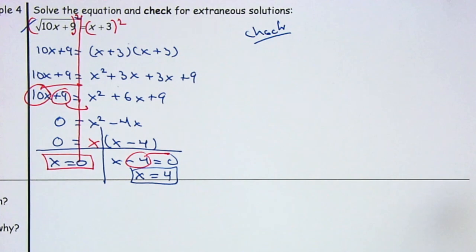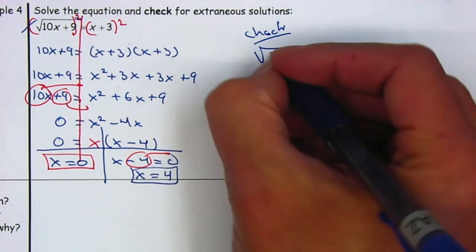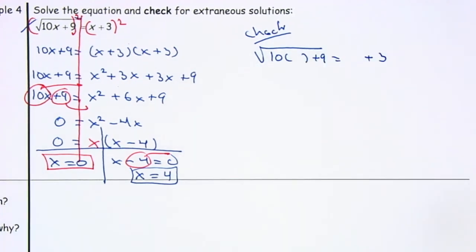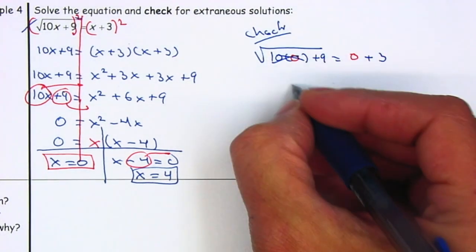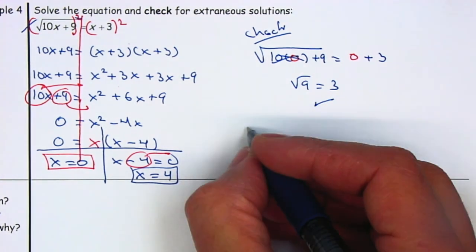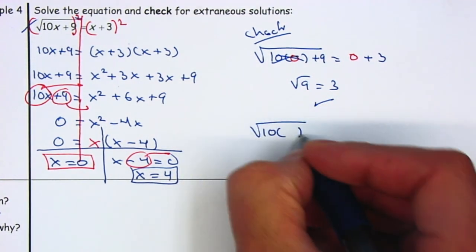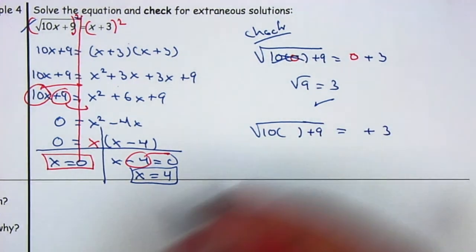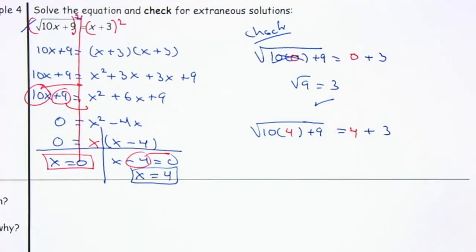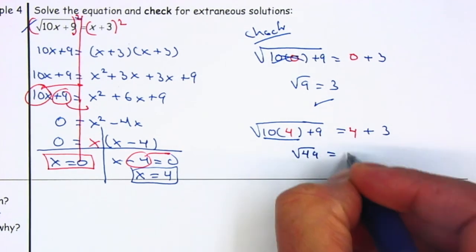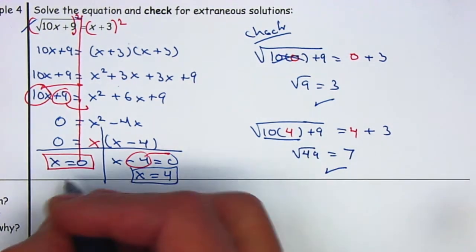I'm going to plug in a 0 first. So the square root of 10 multiplied by 0 plus 9 is equal to 0 plus 3. This is 0 plus 9, the square root of 9 is equal to 3. Yes. I'm going to plug in a 4. The square root of 10 times 4 plus 9 is equal to 4 plus 3. That gives me 40 plus 9, the square root of 49, is equal to 7. Correct. So in this case, both of them are solutions.